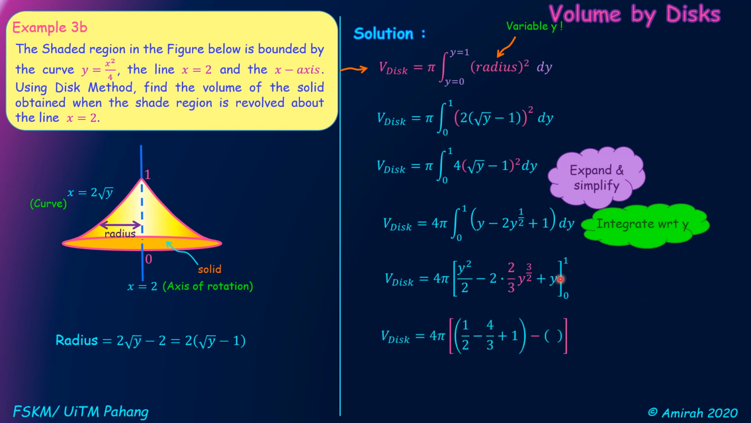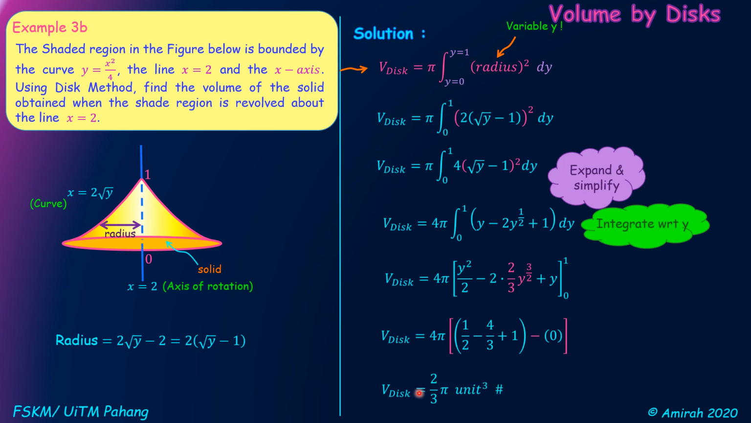After that, we replace the variable y with the upper limit. 1 to the power of any value equals 1, so we get 1 squared here. So we get half minus, this is 1, since 1 to the power of any value equals 1, times 2 times 2 over 3. So we get 4 over 3 here with a minus sign. And then we replace with 1 here, so we get plus 1. And then we replace the variable y with 0. So we have 0 here. 0 times any value equals 0. That's why we get 0 here.